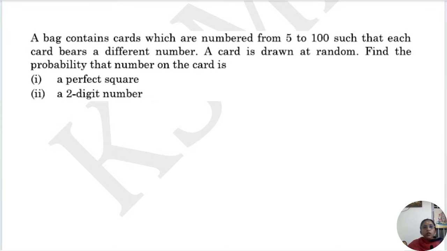A bag contains cards which are numbered from 5 to 100 such that each card bears a different number. A card is drawn at random. Find the probability that the number on the card is a perfect square number.